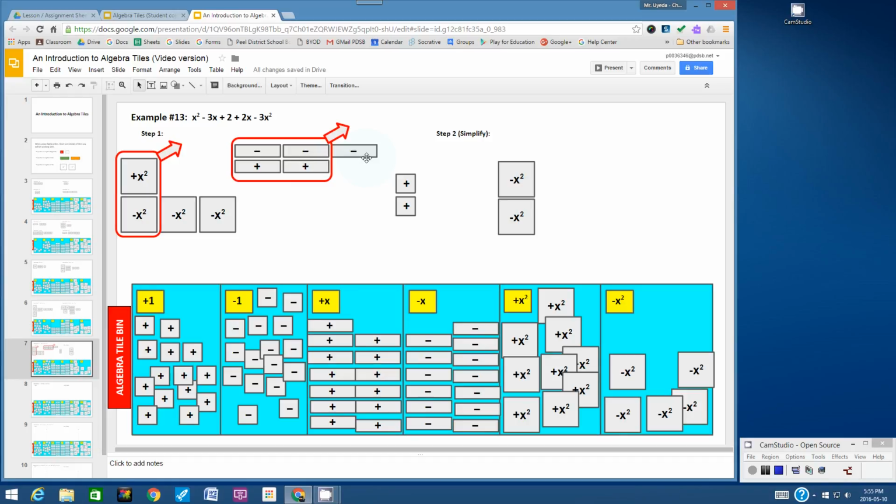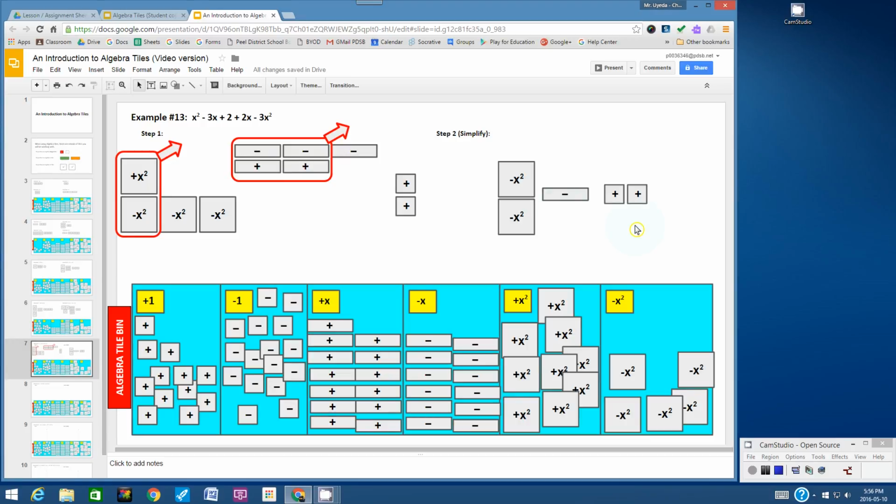And then, are there any integers left? Yes, because nothing happened with this positive 2. So let's bring over 2 positive tiles. Okay, so this is my final answer. And do you see why now this step is called simplify? Because look at how many tiles we had originally in our question. But once we take away any zero models, it becomes a much simpler answer. That's why this step is called simplify. So we have our x squareds first, then we have our x's, and then we have our integers.